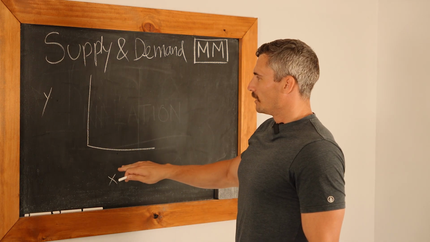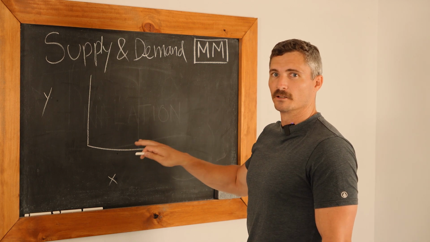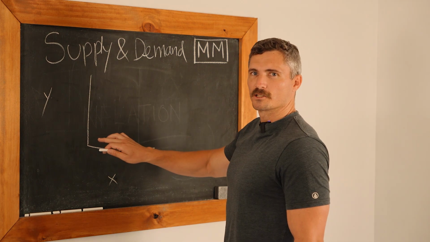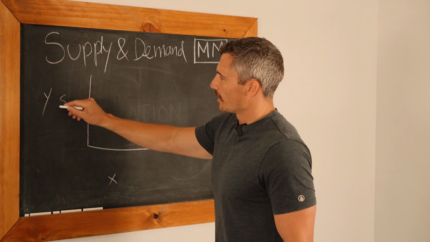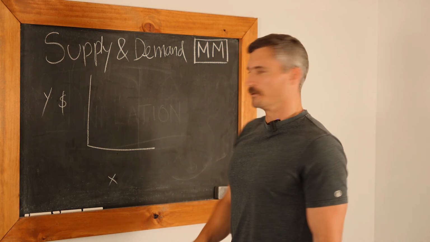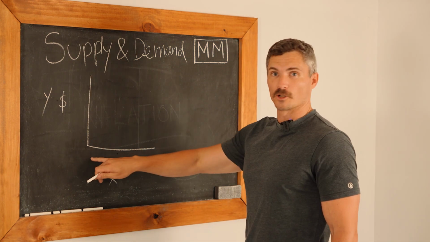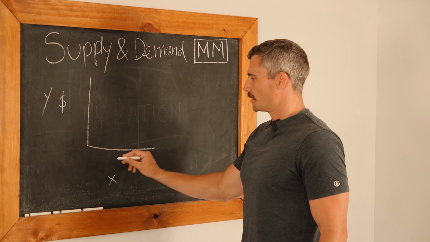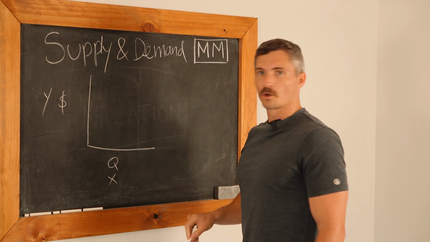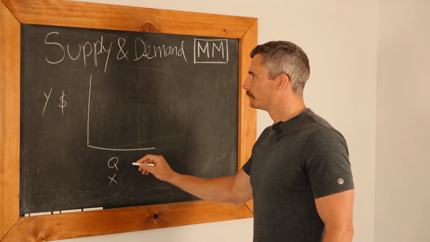So in this particular graph, the supply and demand schedule, the vertical axis represents the price per unit. The horizontal axis represents the quantity of units.